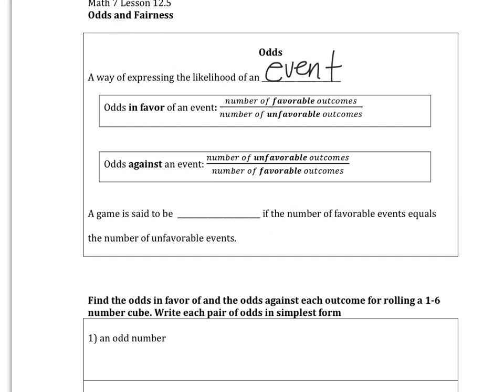A game is said to be fair if the number of favorable events equals the number of unfavorable events. So let's take a look at what that actually means.